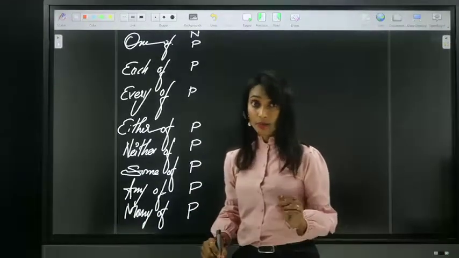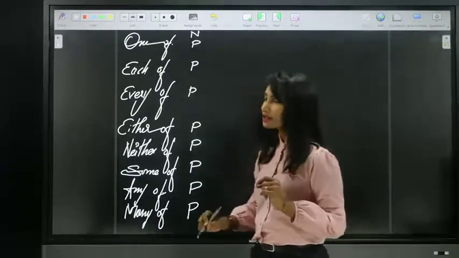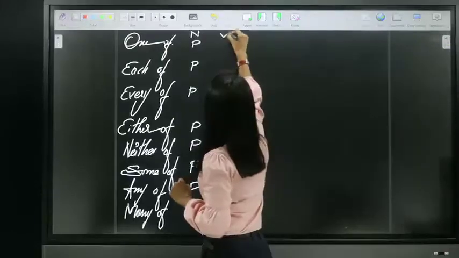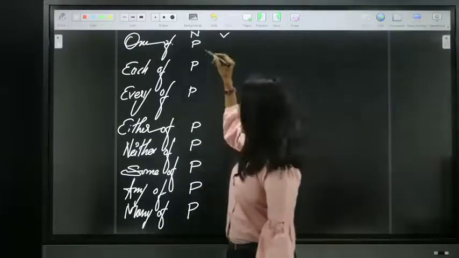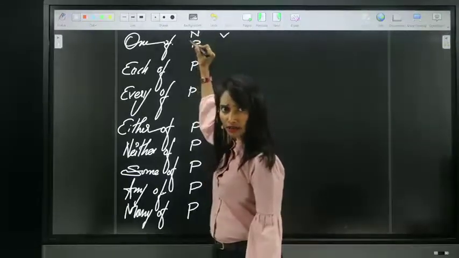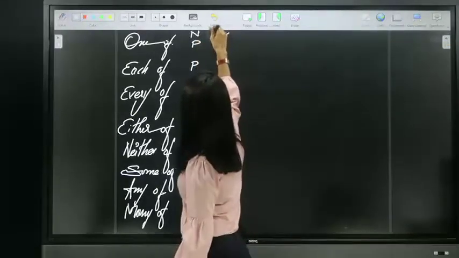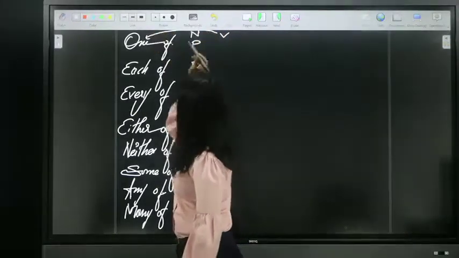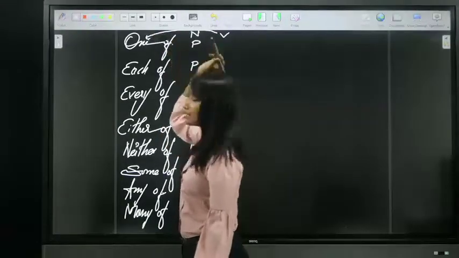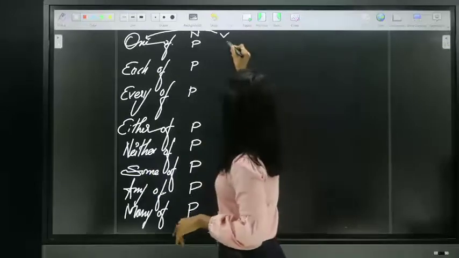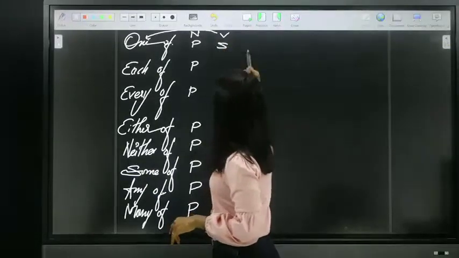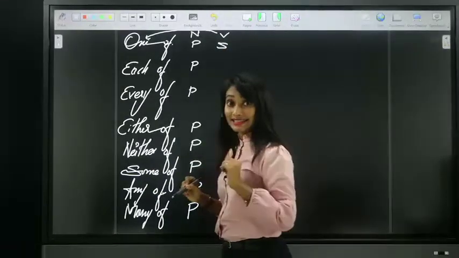One of, each of, every of, either of, neither of, some of, any of, many of always take plural nouns. But what about the verb? The verb depends on the actual subject. Here the actual subject is not this noun. The actual subject of the sentence is one. So one means how many? Singular. So we require a singular verb here. One of my friends is, not are.